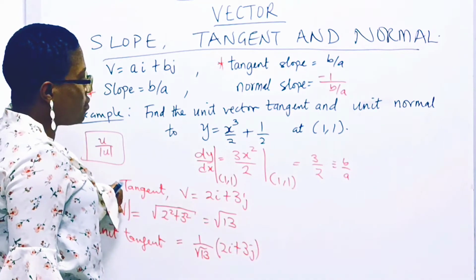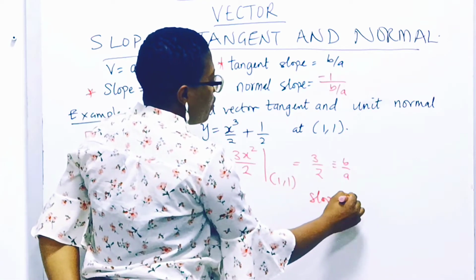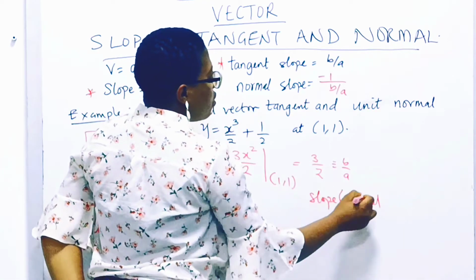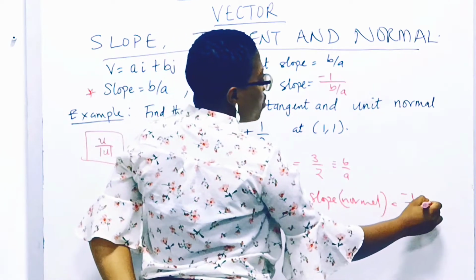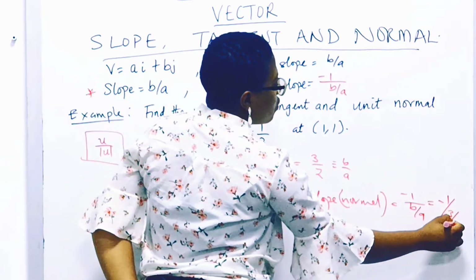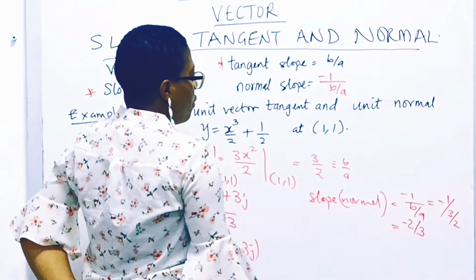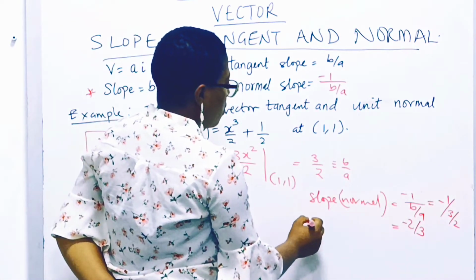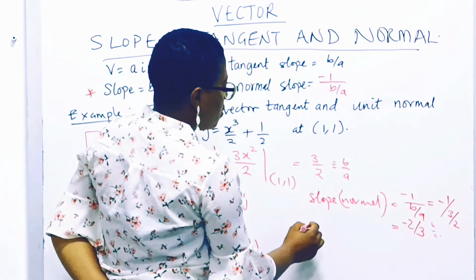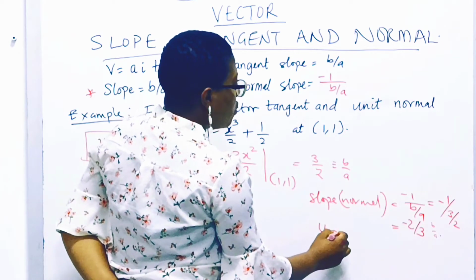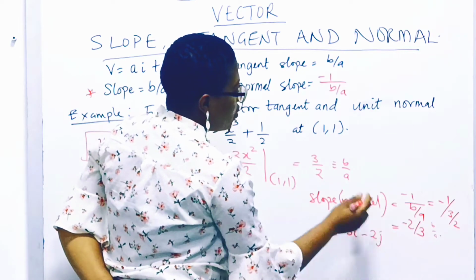Now, if the tangent is this and b over a is this, then the slope of the normal will give me minus 1 over b over a, right? So this should be minus 1 all over 3 over 2. So this is minus 2 over 3. So I can call this, this is still b over a. Careful, so I can call this u is equal to 3i minus 2j.